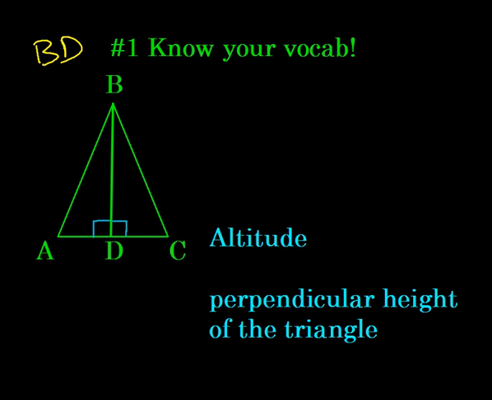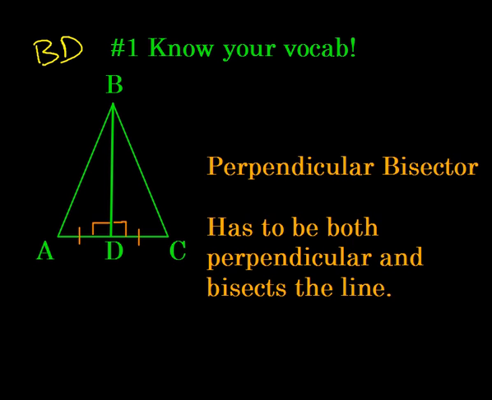If line BD is an altitude, it is the perpendicular height of a triangle, so we just mark that by placing right angles where BD and AC meet. And finally, if we know it's a perpendicular bisector, it has to be both perpendicular and bisecting the line. So we're sort of combining altitudes and medians together. So that is the vocab.